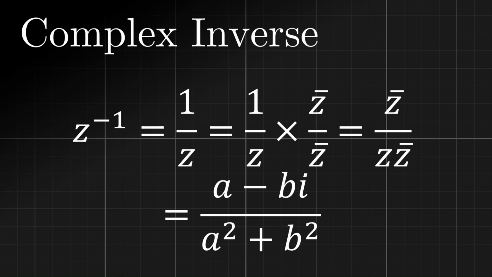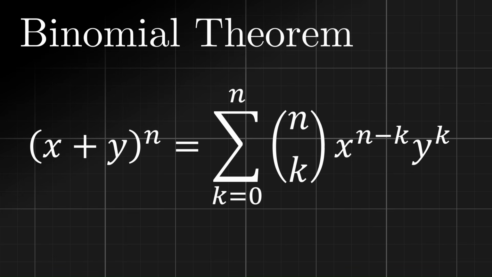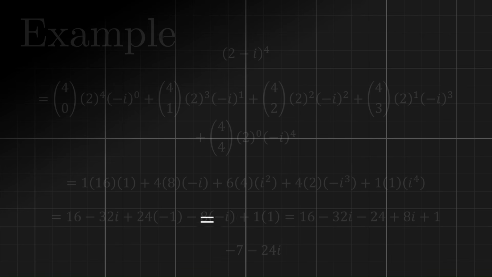Now, the binomial theorem, which we learned for real numbers, works for complex numbers too. You can expand (a plus bi) to the n using the same formula, treating a as one term and bi as the other.